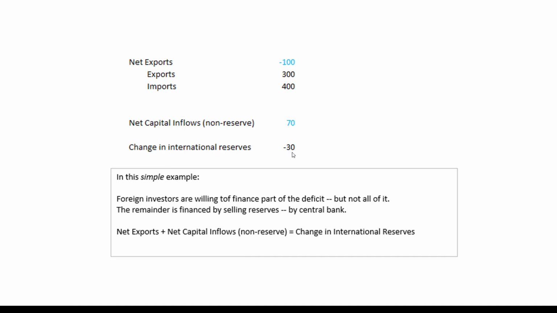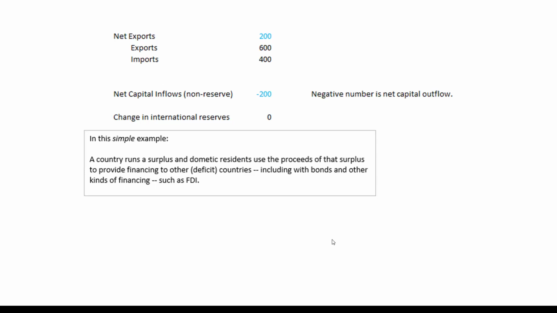Okay, so once again, relative to the first example, we have the same deficit, but only 70 out of the 100 is being financed by foreign investors, and the rest of it is being financed by the central bank. And you can see that this adds up. Net exports plus net capital inflows is equal to the change of international reserves. And I have a spreadsheet for this that illustrates this. Let's look in the other direction.